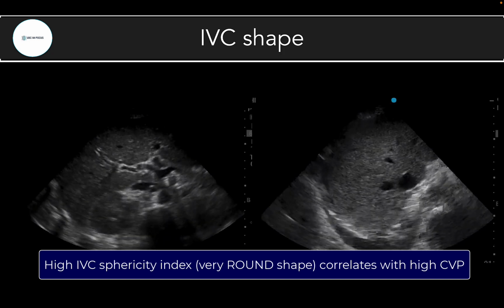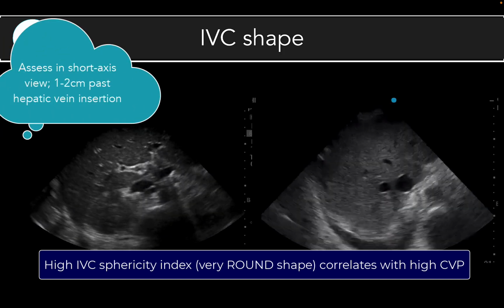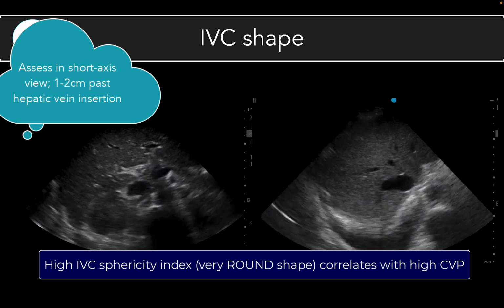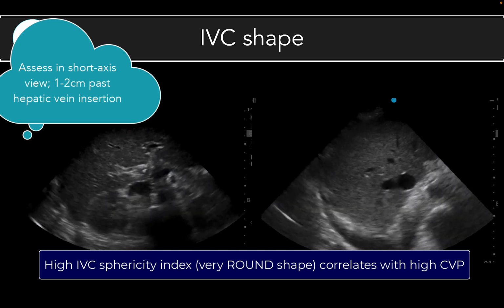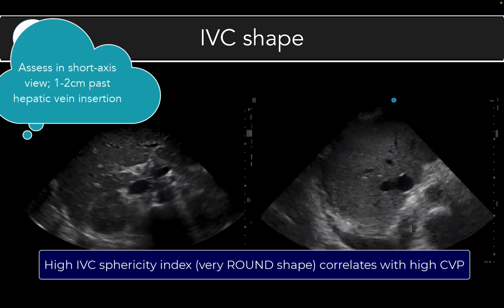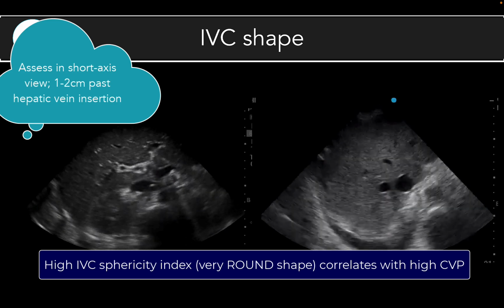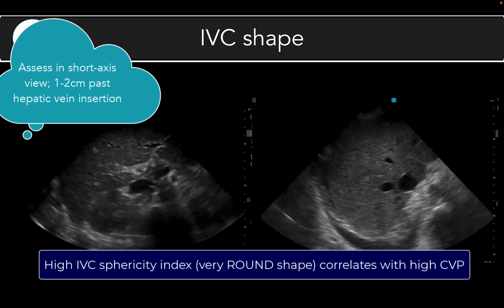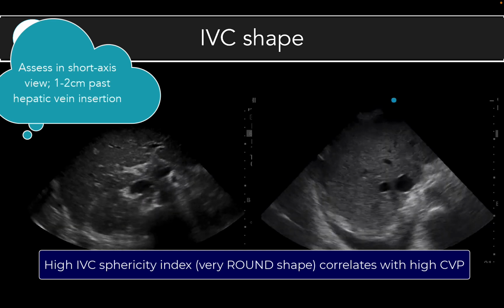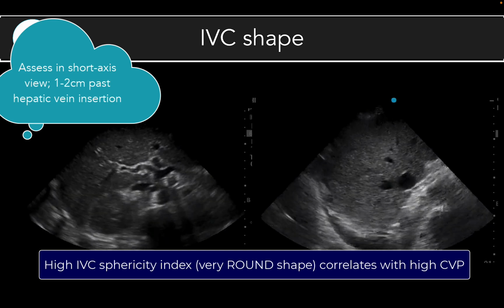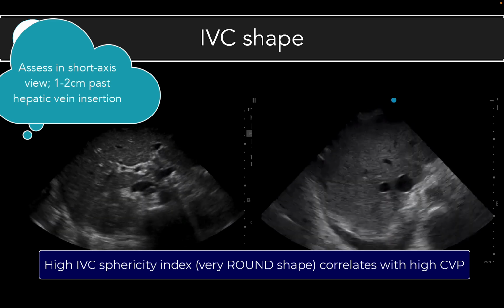Practically, assessing shape is easily done in a short axis view. Now you can measure a sphericity index if you really want to, but I suggest again just eyeballing this. As with all IVC parameters, this is most useful at extremes. But here, for example, you can clearly see the difference between an IVC that is very ellipsoid in shape on the left versus one that is round and circular and plethoric on screen right.